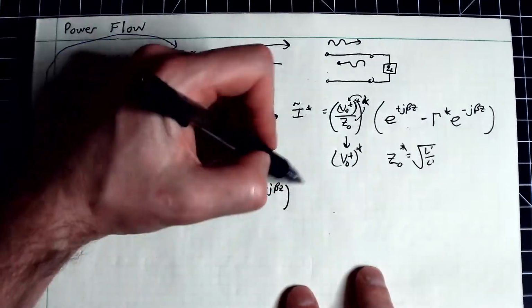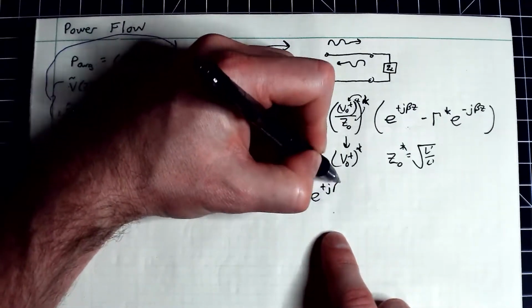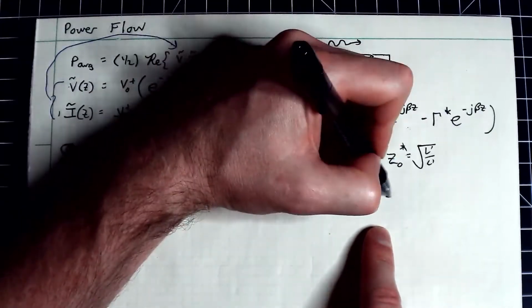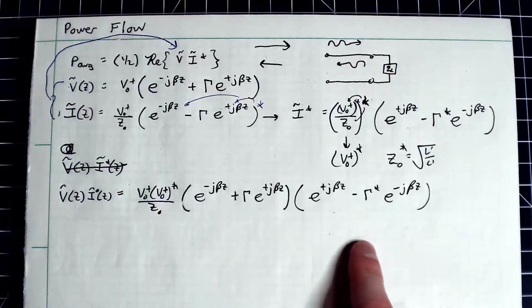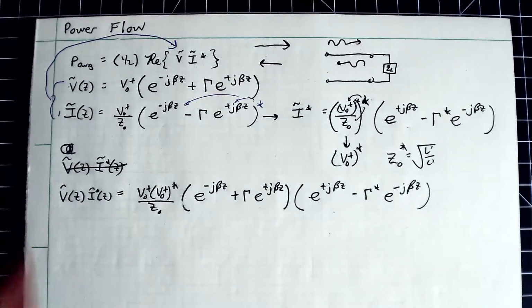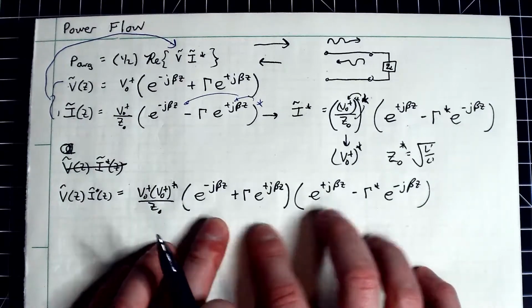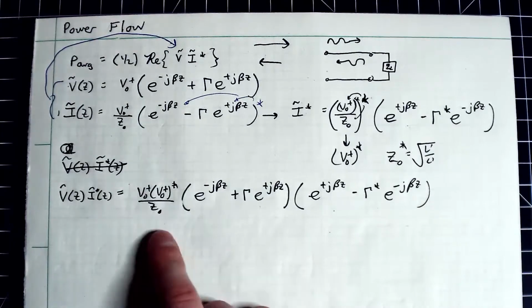And this thing over here is going to multiply. I'll get e to the plus j beta z minus gamma conjugate e to the minus j beta z. And then eventually we'll take 1/2 times the real part of that to finish off our expression. But this little guy here is kind of a monster, so we need to simplify it first before we finish the rest of our operations here.